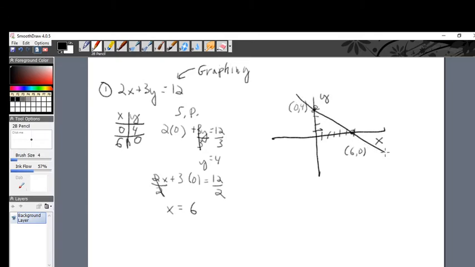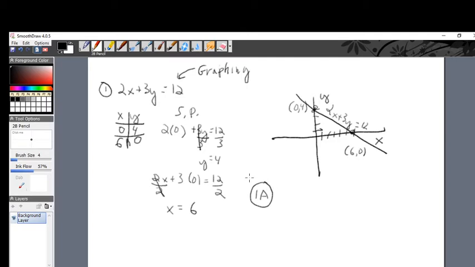There's one more thing to do, which is to label this. This line is called 2x plus 3y equals 12. And we've got our line completely graphed. That's how you graph a line. Now, let me ask you a question. 1A.